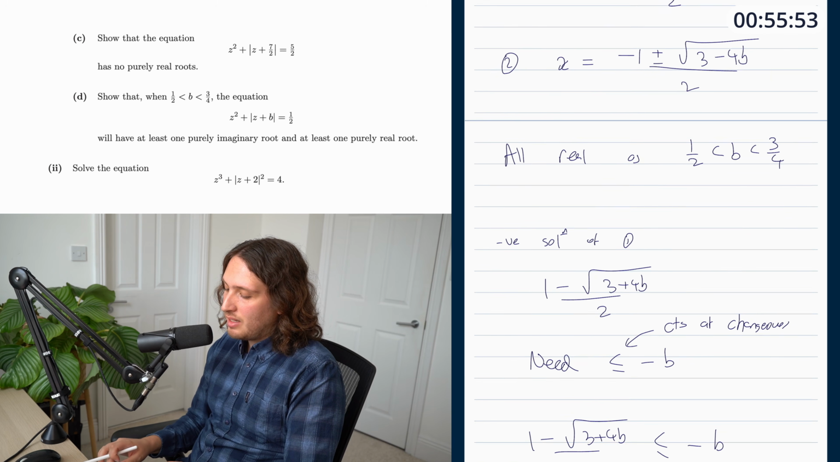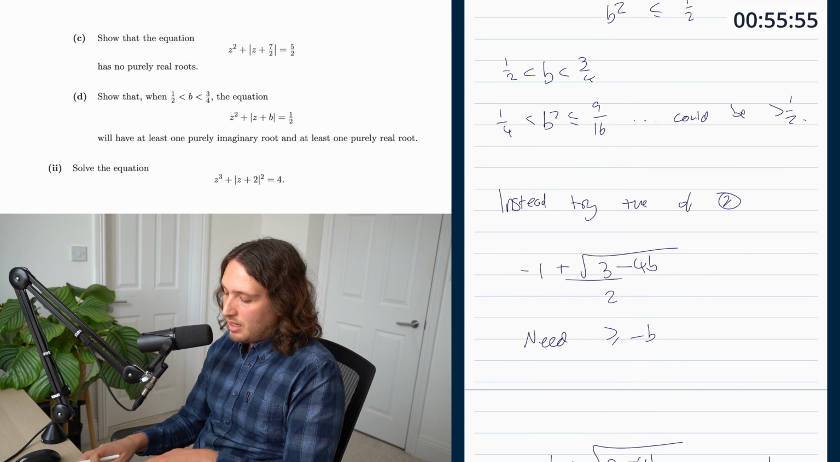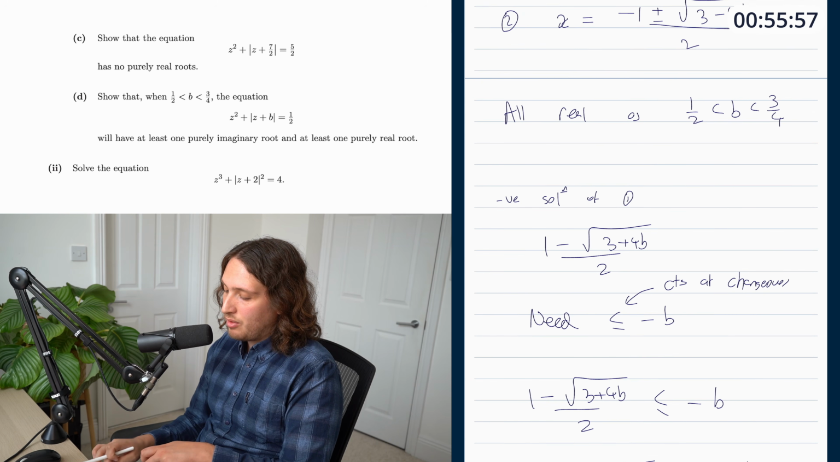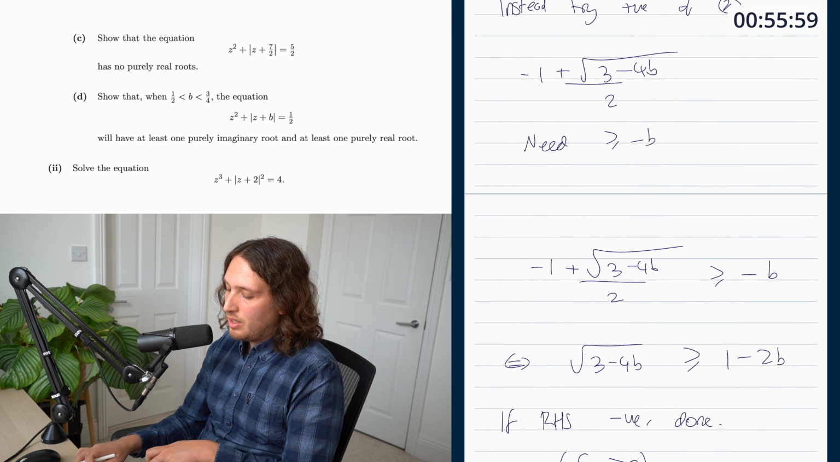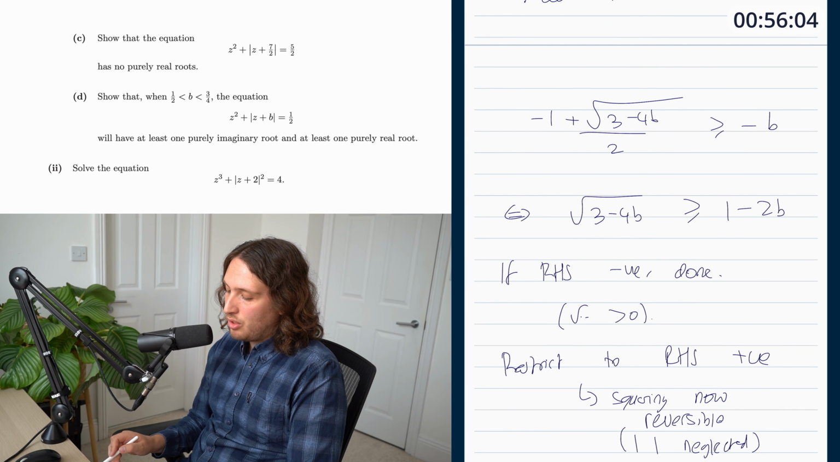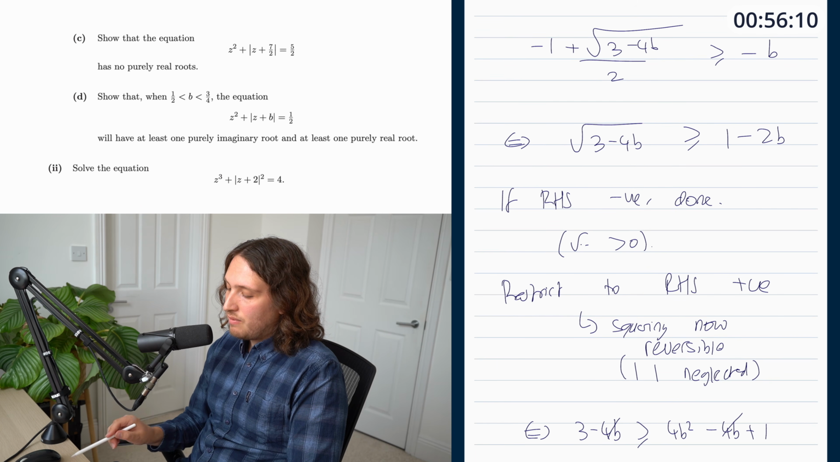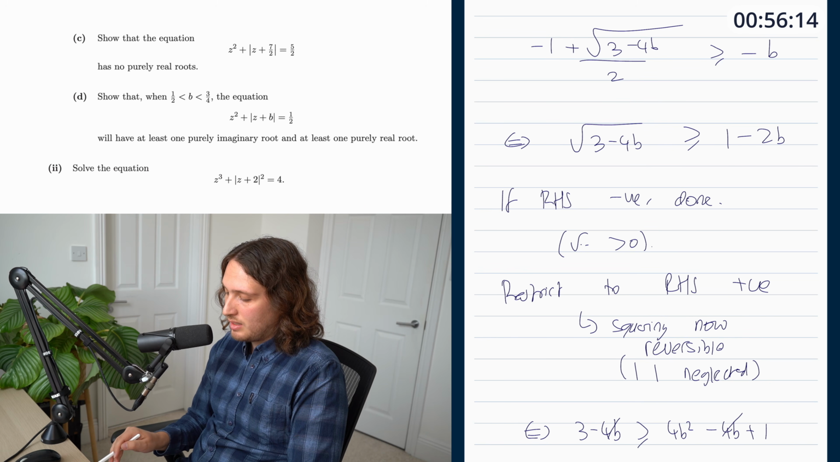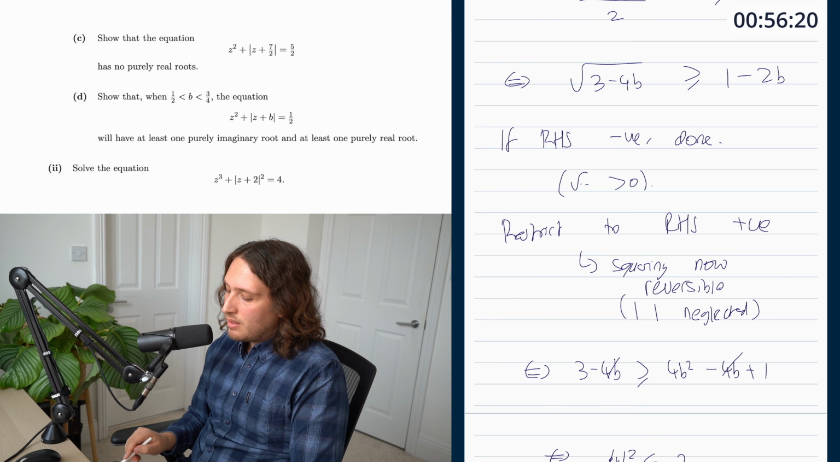Then I look at the positive scenario of case 2, which is minus 1 plus the square root of 3 minus 4b, over 2. I want that to be at least minus b. I've multiplied through by 2, and I've brought the 1 over. So I get 1 minus 2b. If the right-hand side is negative, we're done. True, because a square root is defined to be positive.